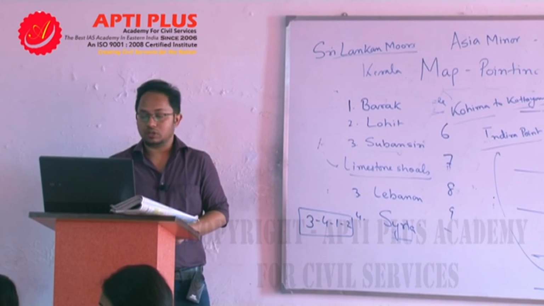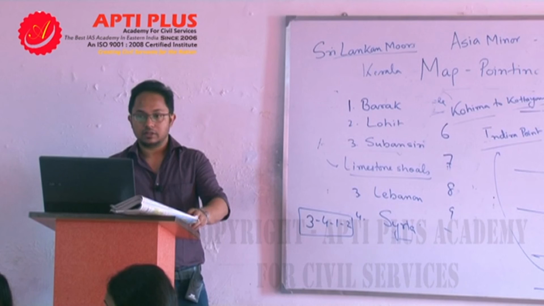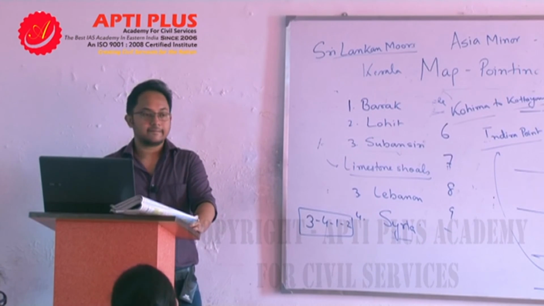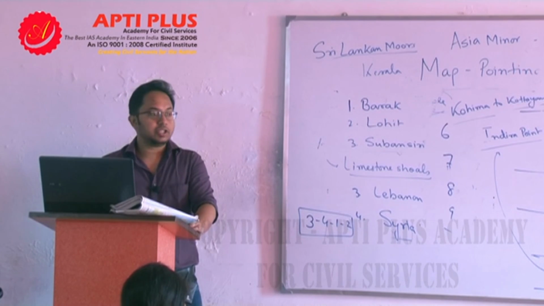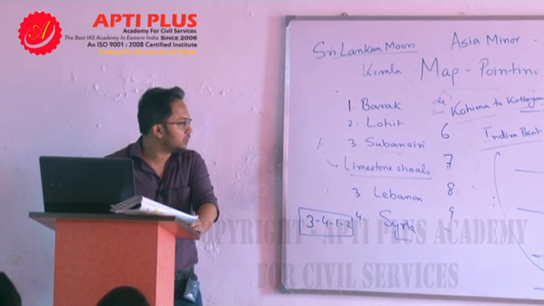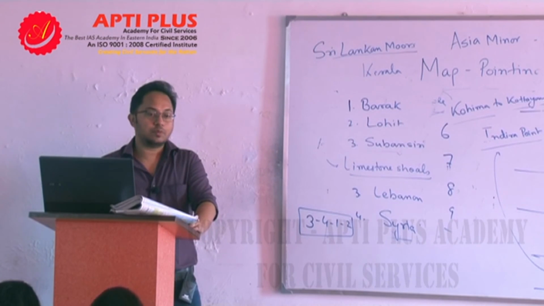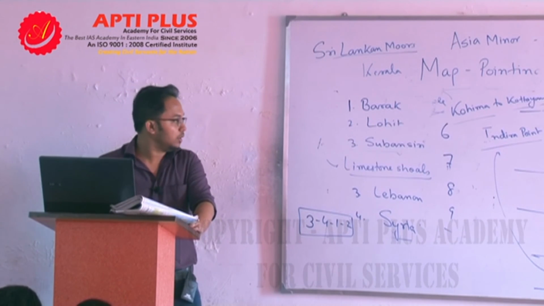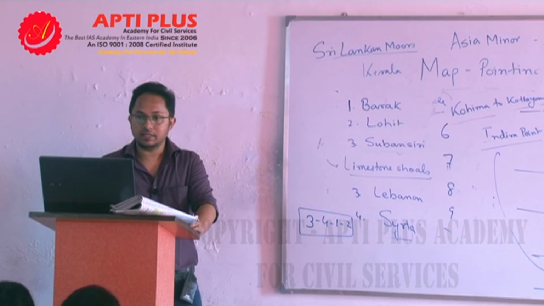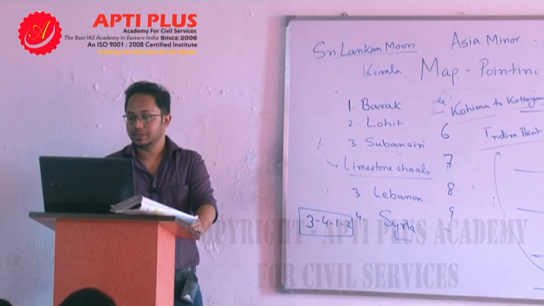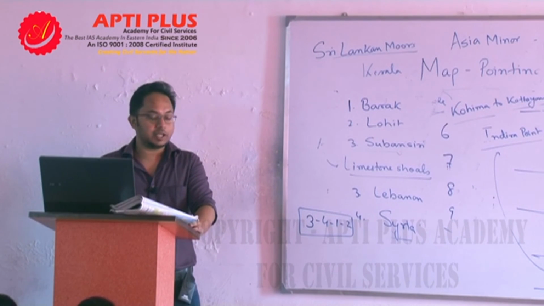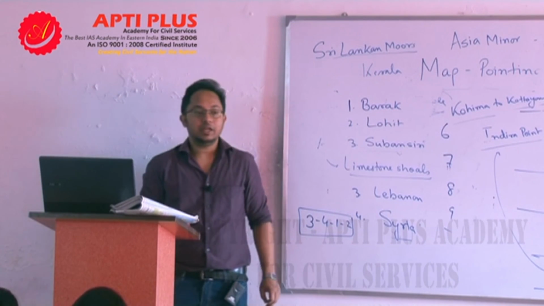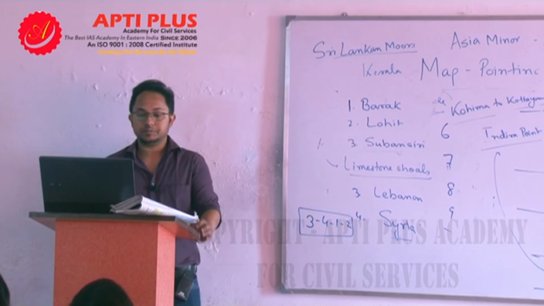Out of these three rivers, Barak, Lohit, Subansiri, there are two rivers, Lohit and Subansiri, which flow through Arunachal. Now this kind of question you can only attempt if you have very thorough knowledge about the India map. Let me ask you another question based on Indian geography.